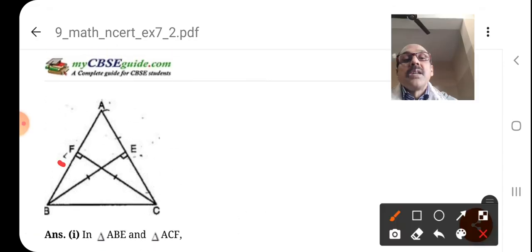These two sides are equal, so triangle ABC is an isosceles triangle.